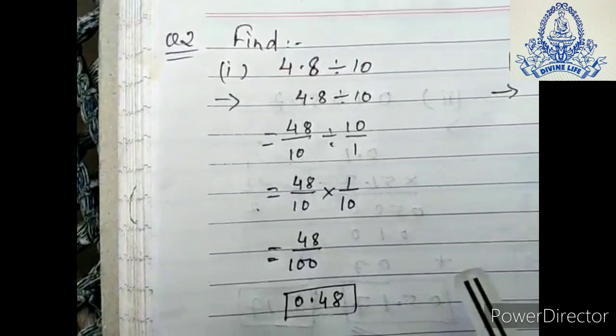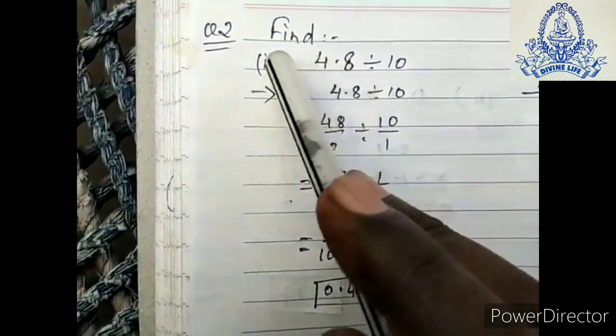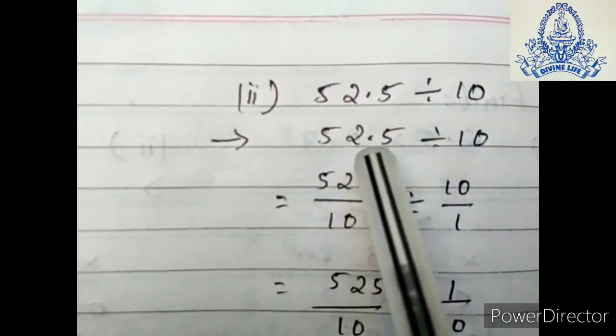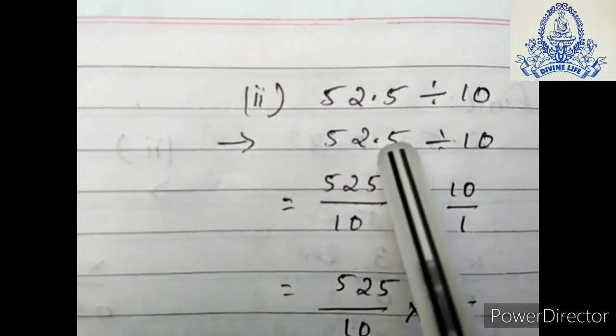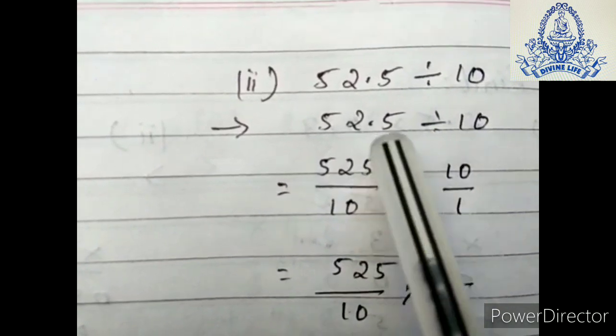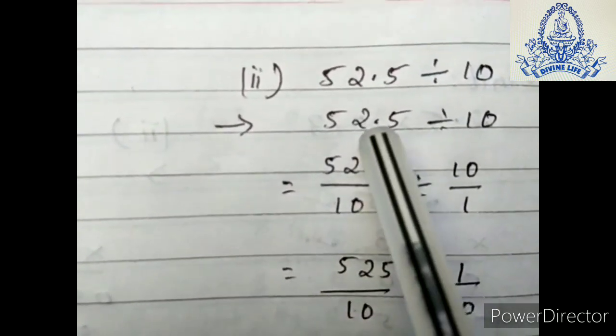Now we move to the second part of question 2, that is 52.5 divided by 10. Same method we will apply. 52.5, the decimal point will be removed, and it will be 525. After the decimal point there is one digit, so we will take 10. So 52.5 is converted into 525 upon 10, divided by 10 upon 1.